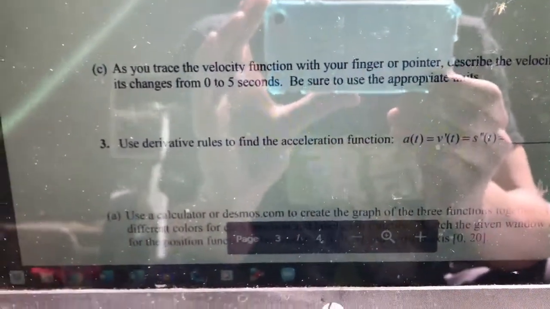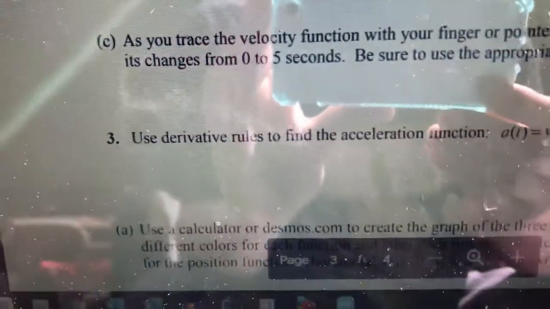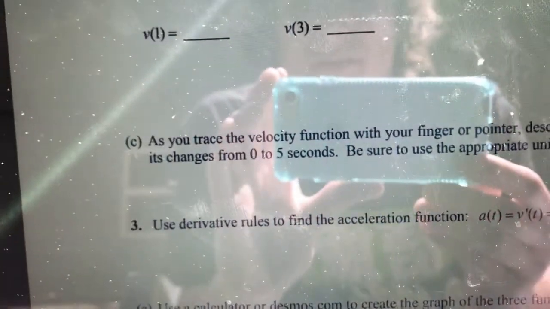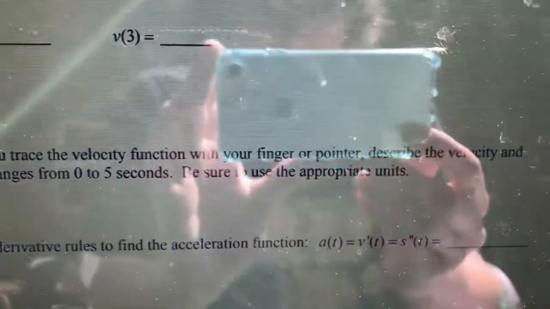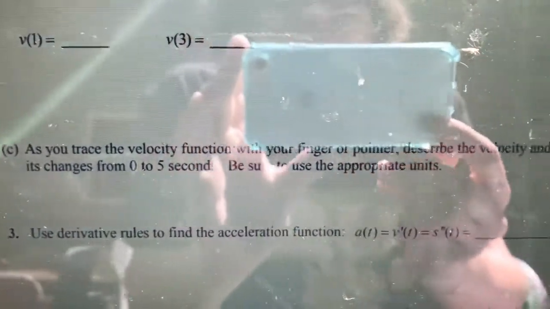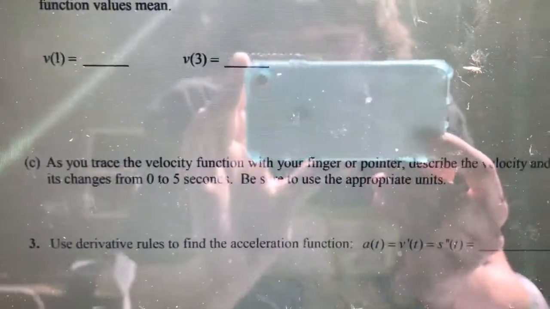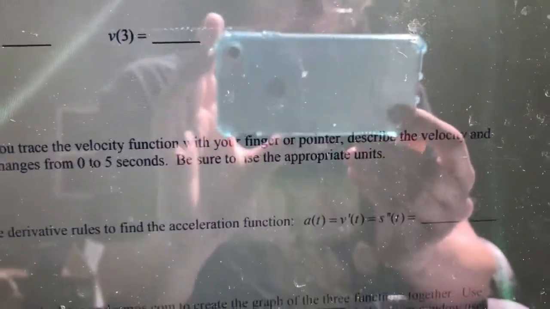Okay, so wait, that's 2C. Wait, I just did that. Yeah, sorry, I just did that.